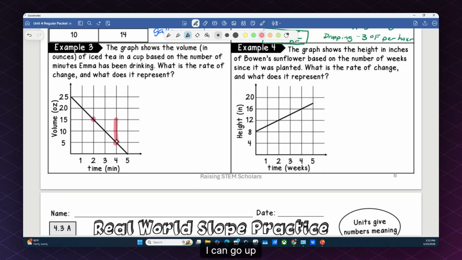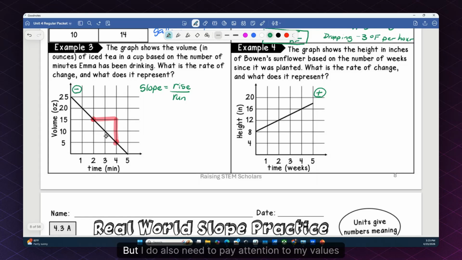I can go up and over. I do want to point out that this is going to be a negative slope because it's slanted to the left. That's different than this here where it's pointing to the right and it's got a positive slope. Okay, so this has a negative slope. So let's see, we're going to do slope is rise over run.